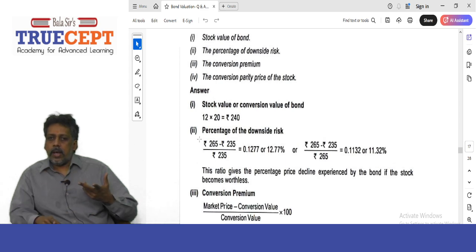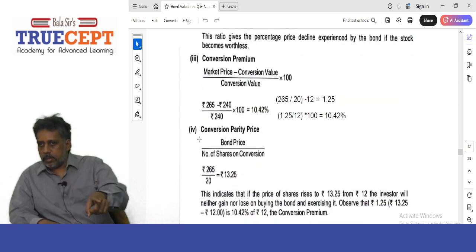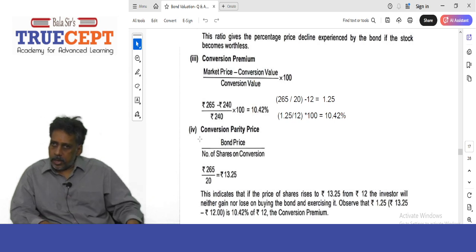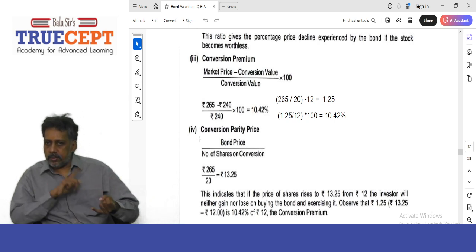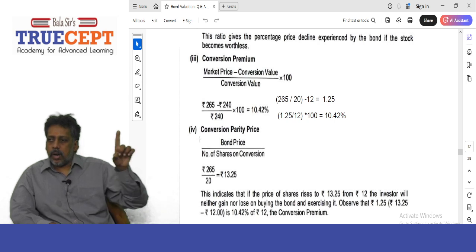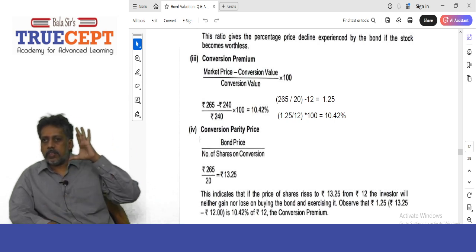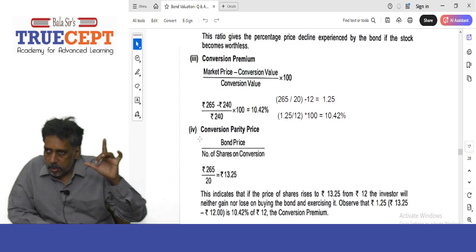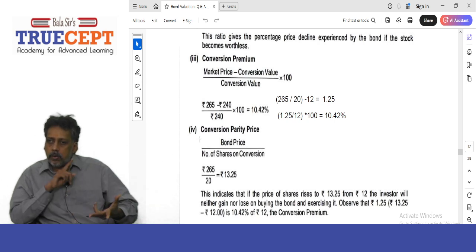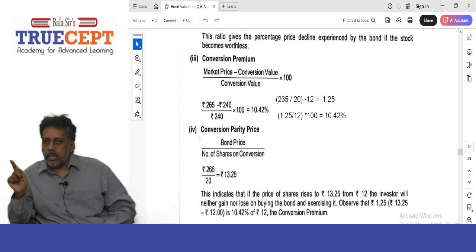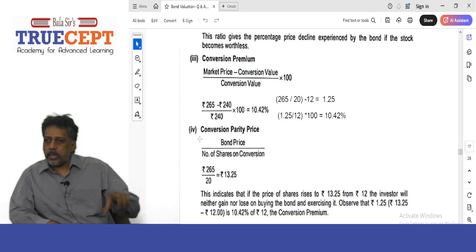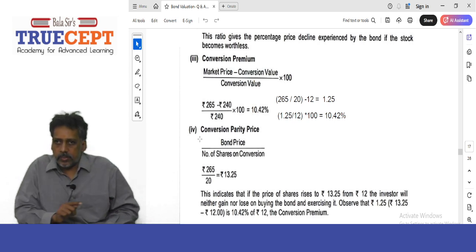Number 3, you've been asked to find the conversion premium. You know the formula. That's why we didn't write the formula out there. You find only the numbers. Remember, conversion premium per share is nothing but the market conversion price minus the market price of one equity share. What is the market conversion price? 265, the price of a bond, divided by 20 shares, conversion ratio. So 13.25 minus rupees 12 is rupees 1.25 per share, the conversion premium on a per share basis.